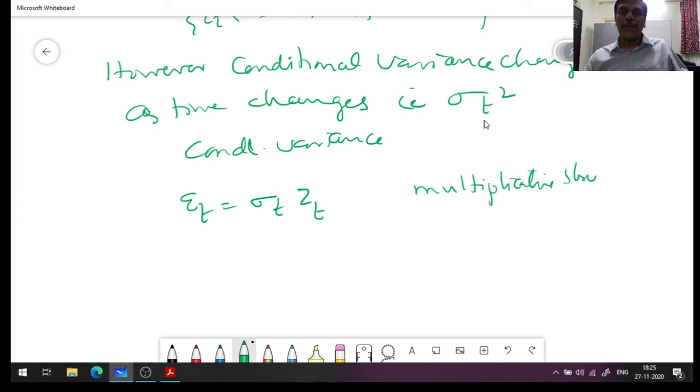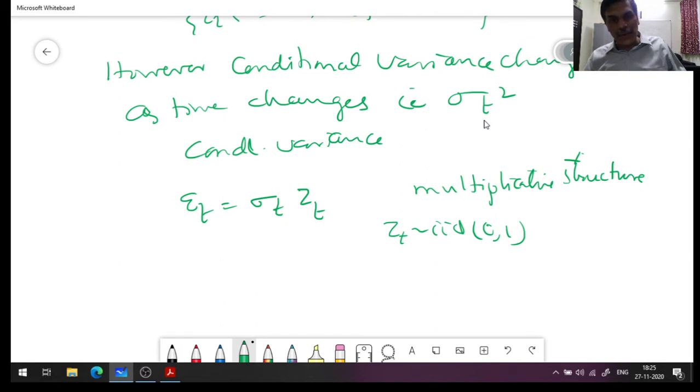Now, multiplicative, because anything that changes the variance has to be a multiplicative structure. If you are adding, it won't change the variance. Any constant won't change the variance. So this now changes the variance of this, where zt is iid (0,1). When you multiply, you can see that it becomes sigma t square. Therefore, the variance of this is sigma t square.